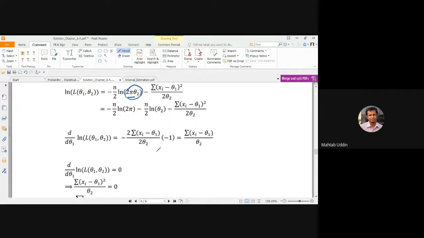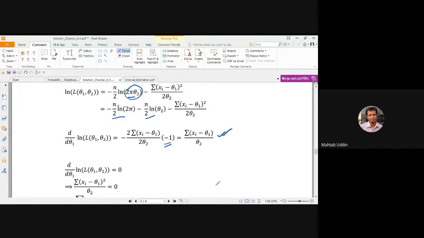Now then we have to differentiate them with respect to first theta 1, then theta 2. Okay, we are doing the differentiation first theta 1, then with theta 2. Look at this. If we differentiate theta 1, there is no theta 1. So these two parts are by default 0. Then we have to differentiate this. We get 2 sum of xi minus theta 1 by 2 theta 2. But before theta 1, there is a minus sign, right? So 2 to cancel, minus minus plus.